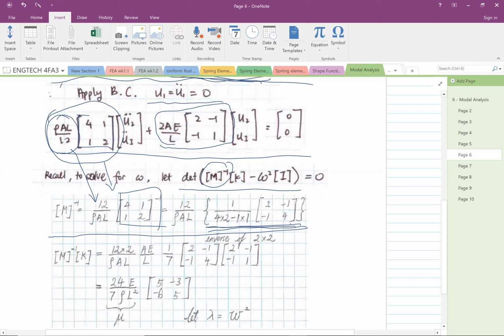This formula is from online. I use 1 over the determinant of the original matrix, and then you just flip that side, and you flip that side, and then you put a negative on these two terms, and you get the inverse.